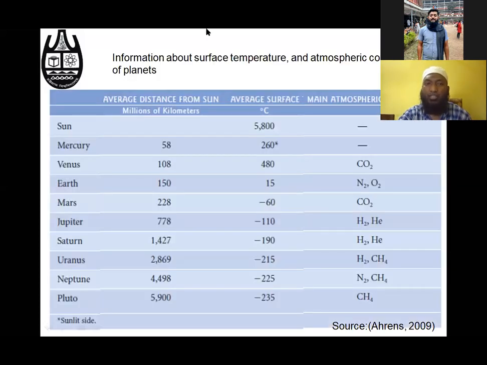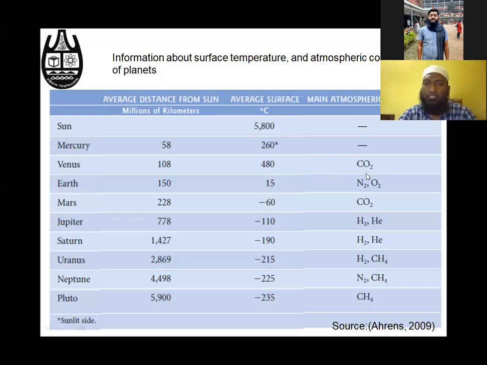So if we compile all of them in a table, then you can see the average distance from the sun, which also determines the average temperatures. Here Mercury is 260 degrees, even though the distance is very nominal. But actually Venus got the highest surface temperature because of its high amount of carbon dioxide and thick atmosphere in here.